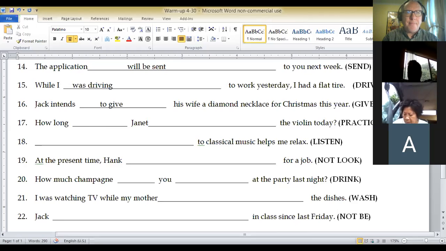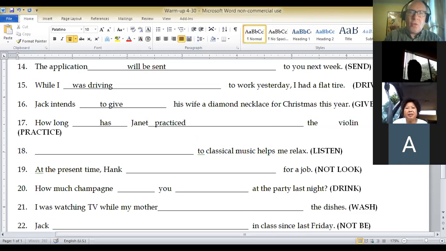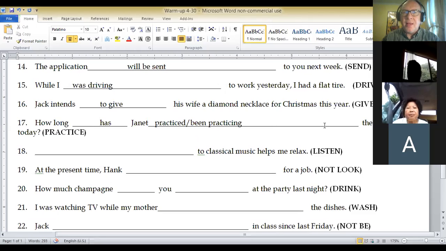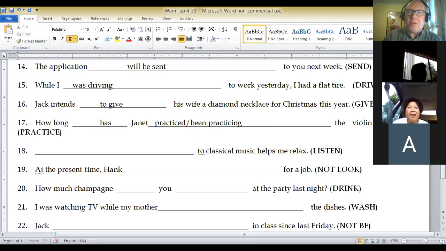Let me see here. How long? How long? Janet. And again, we could go two ways. Been practicing, no? We could say practice. Or how long has she been practicing? If she is still playing right now, I would say, how long has she been practicing? If she's not playing anymore, I'd say, how long has she practiced?